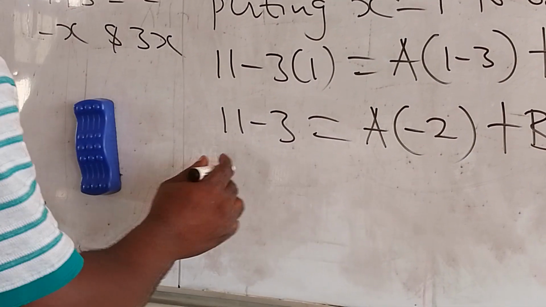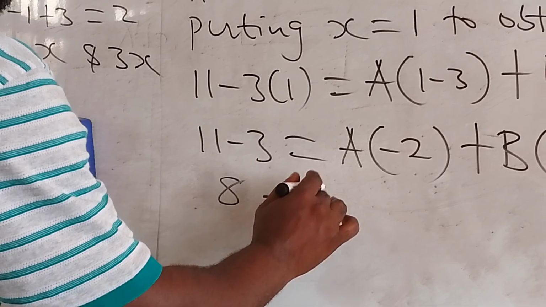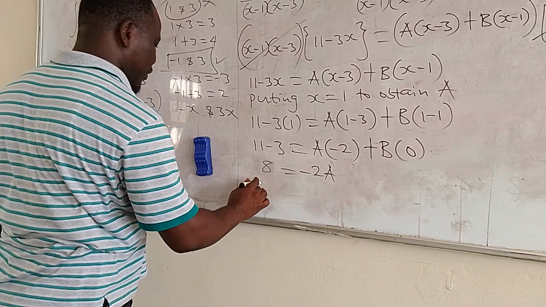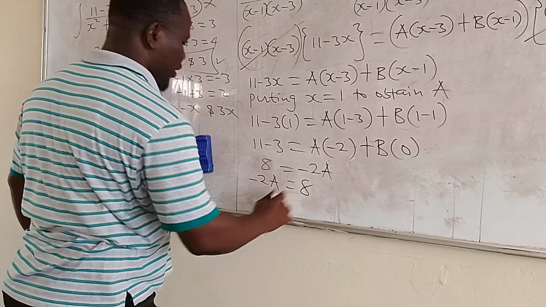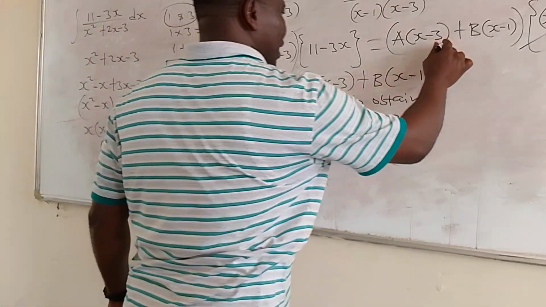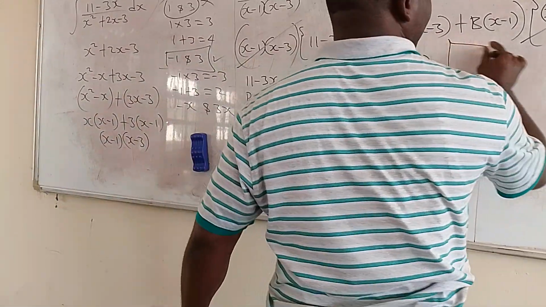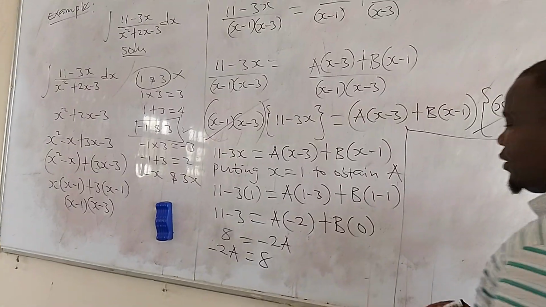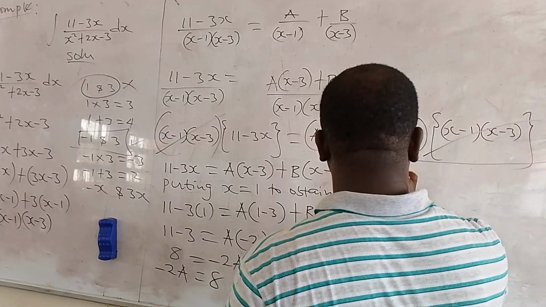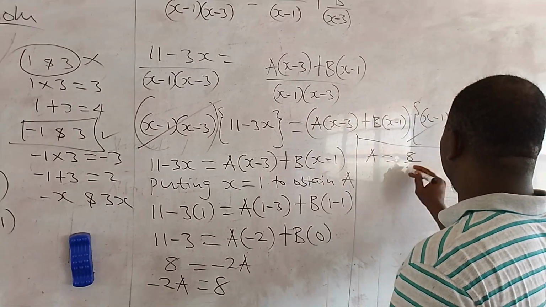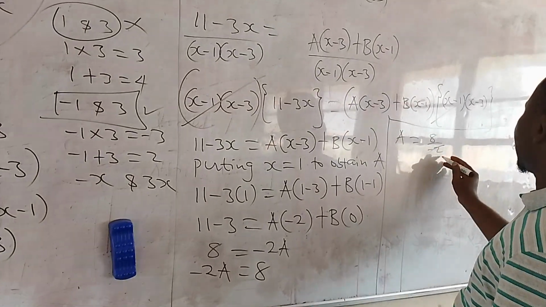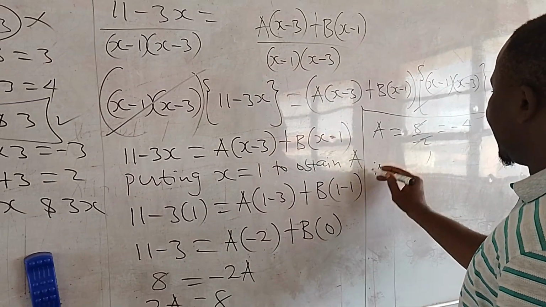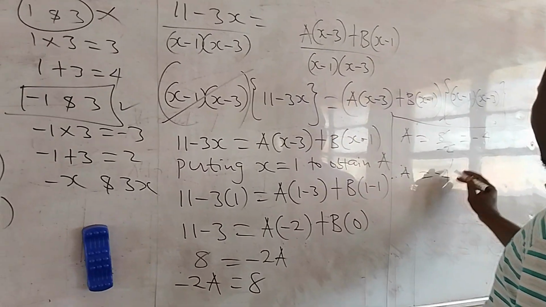It will give us 8. 8 is equals to 8 times minus 2 minus 2a. Let us write it this way: minus 2a is equals to 8. So for us to obtain our a, we have to divide through by minus 2. Are you following? If we divide through by minus 2, this is what we have: 8 all over minus 2. Then 2 to 8 is minus 4. So our a is equals to minus 4.